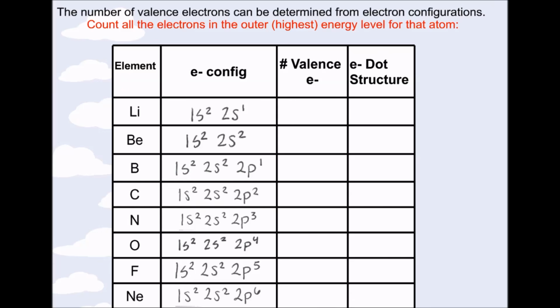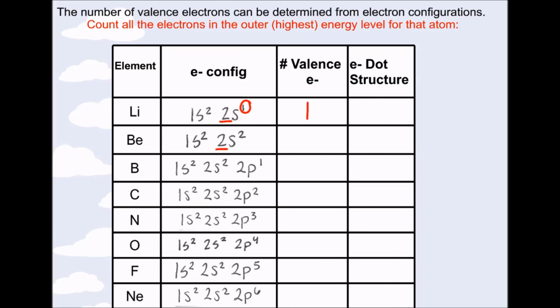level for that atom. So starting with lithium, we've got 1s2, 2s1. Okay, 1 is a very low energy level. It's the lowest one on the periodic table. 2 is higher. So how many electrons are in that energy level? There's only one electron. So it has one valence electron. One electron in that outer energy level.